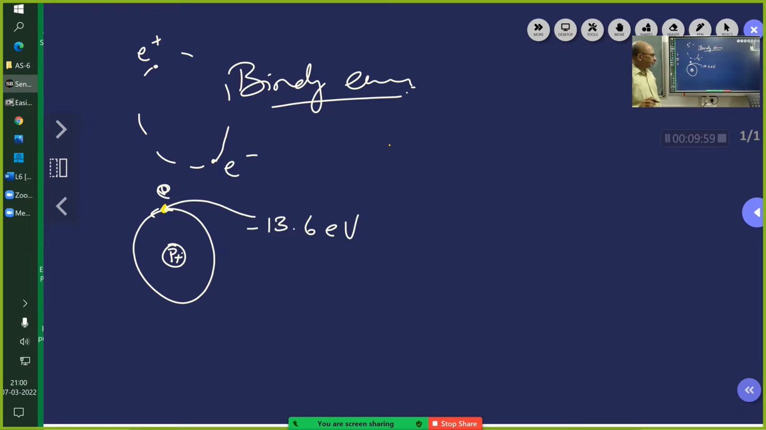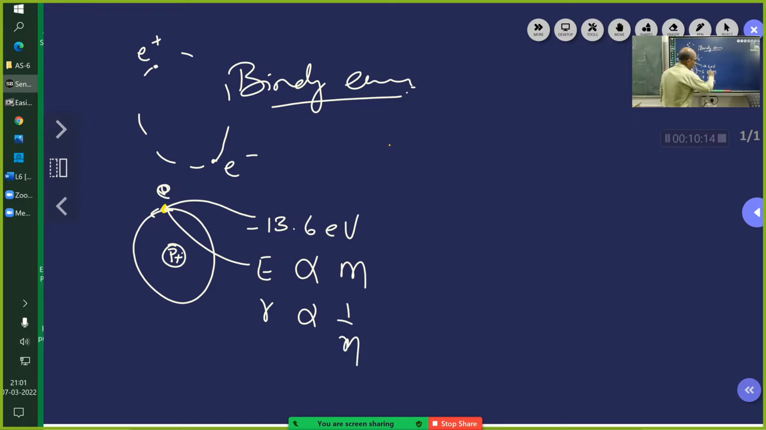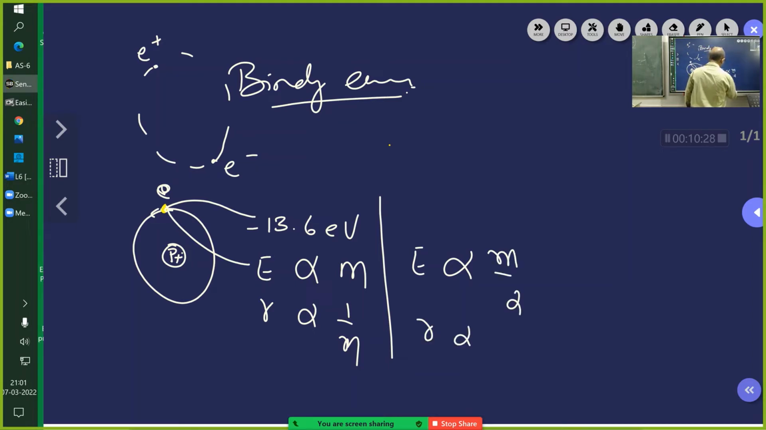Now what we have to understand in this situation is that, if you see the formula for the binding energy, E is proportional to M and R is proportional to 1 by M. That's what we abstracted from the above. Got it? So in our case, what has happened? This M happens to be M by 2. E is proportional to M by 2, and R is proportional to 1 upon M by 2. That's all.